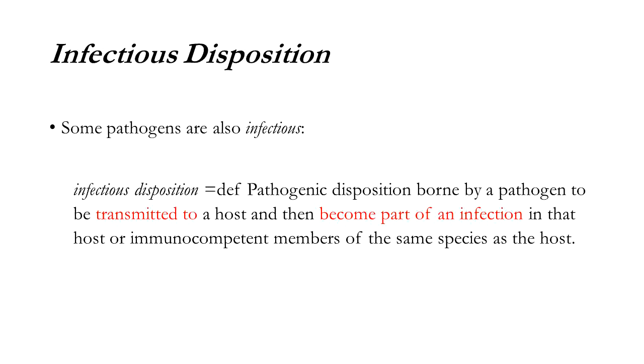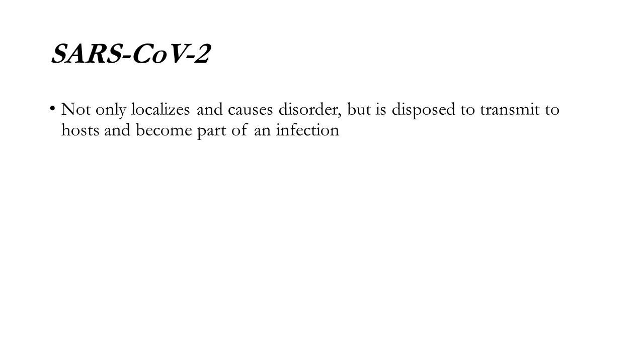I'll walk through again just like last time. So SARS-CoV-2 is a good example that checks all these boxes. Not only does it localize and cause disorder in humans, it adheres to cells with ACE2 receptors and leads to all sorts of disease. But it's also disposed to transmit to hosts and become part of an infection. It's airborne, it's part of the replication cycle that it finds new bodies, and it causes infections in hosts.